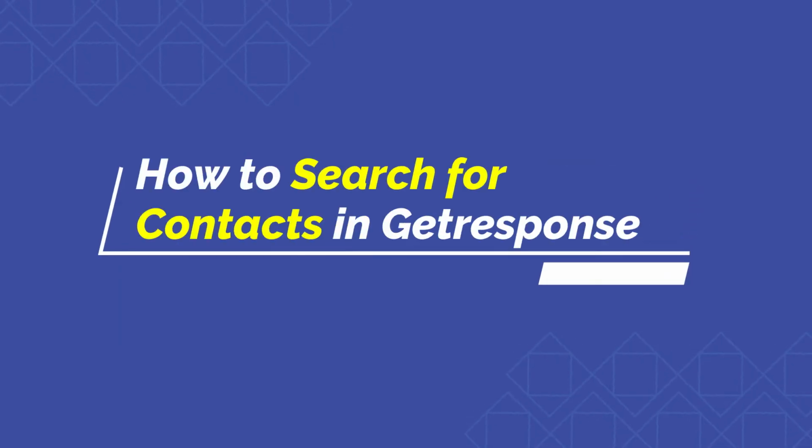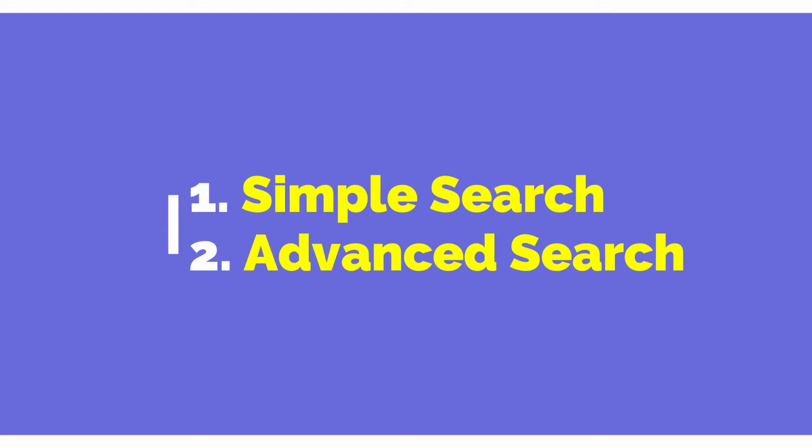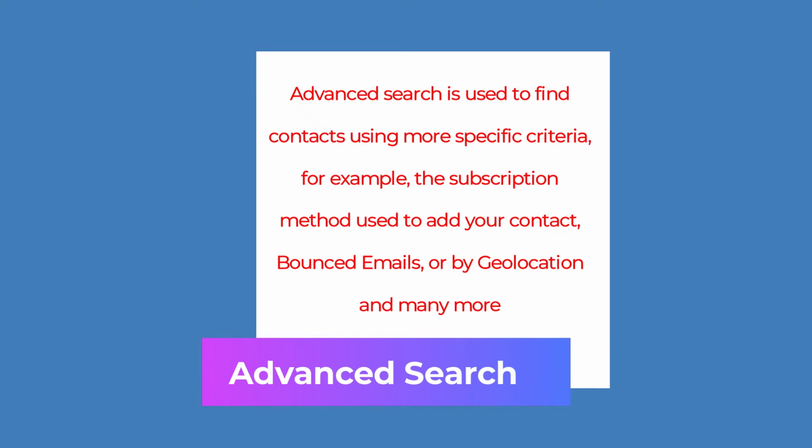In this video I will show you how to search for added contacts in your GetResponse account. First, there are two main ways to search for contacts in GetResponse. The first one is to do a simple search, and the second way is to do an advanced search for your contacts. You can quickly find contacts by name or email when using simple search, whereas advanced search is used to find contacts using more specific criteria. For example, the subscription method used to add your contact, bounced emails, or by geolocation.